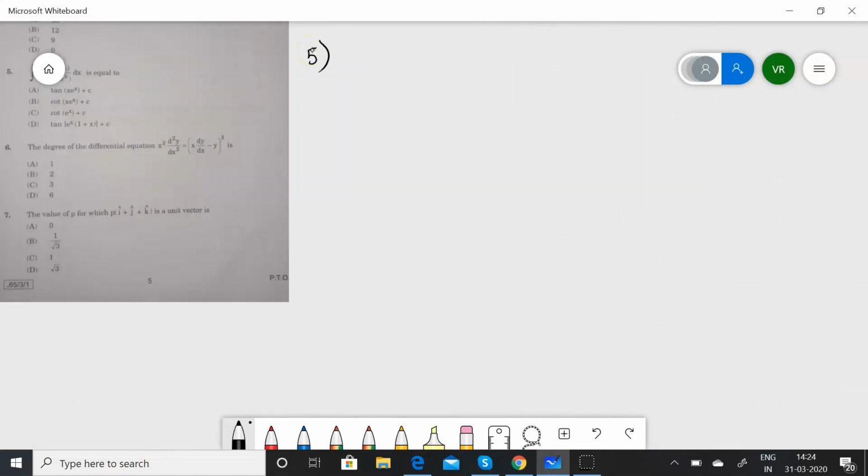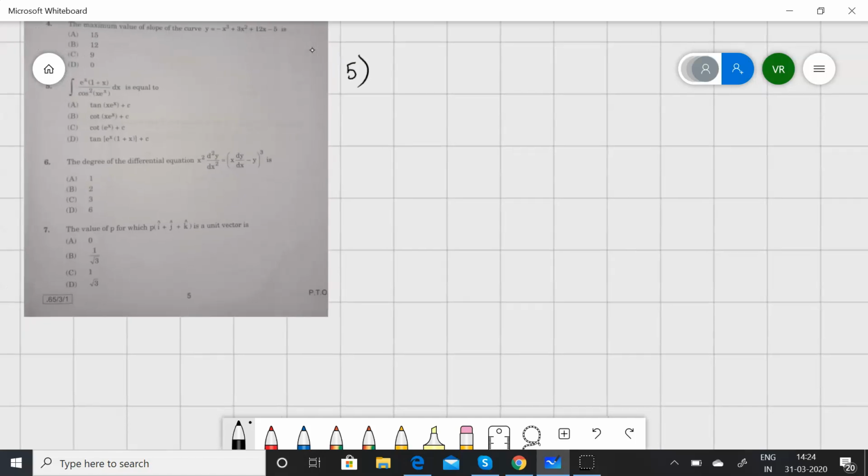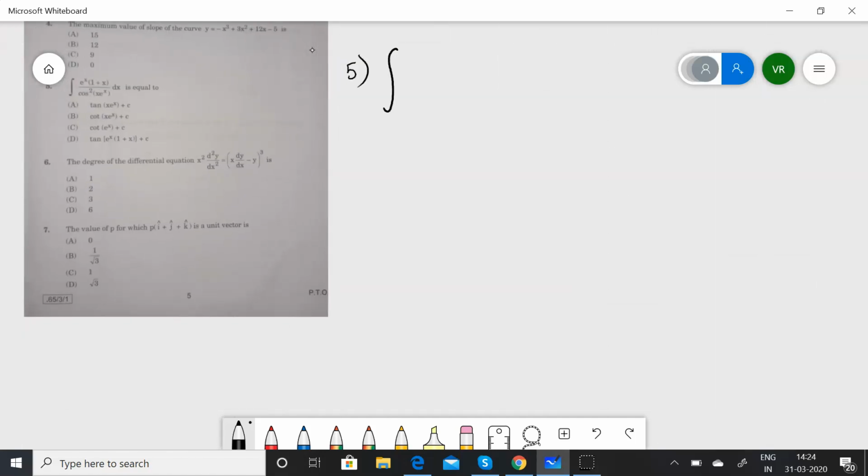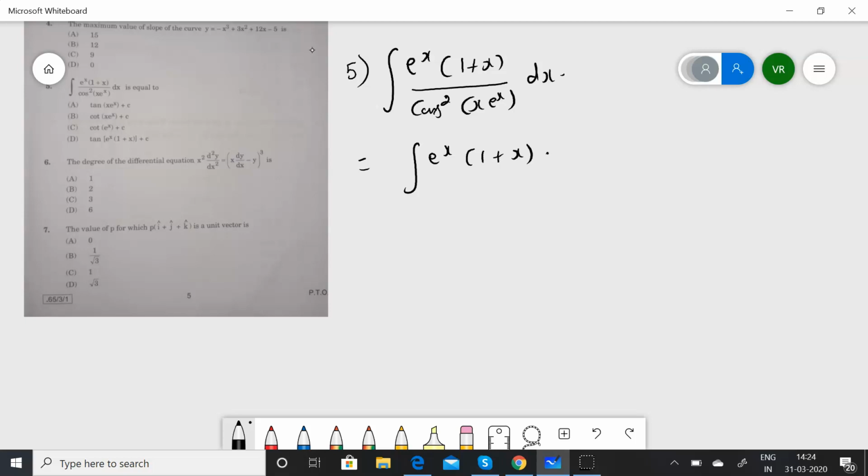Fifth question. Integrate e to the power of x into 1 plus x divided by cos squared x e power x dx. Now I'll rewrite this as e power x into 1 plus x into, I'll write 1 by cos squared x as secant squared x e power x dx.